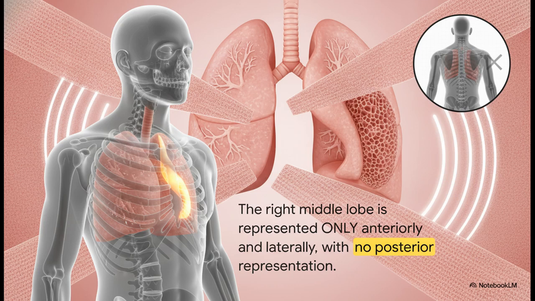Why does that matter? Well, if you're only auscultating the posterior chest, looking for those Velcro crackles, you are completely missing the right middle lobe and any pathology hiding out there. Always, always check the anterior and lateral chest.